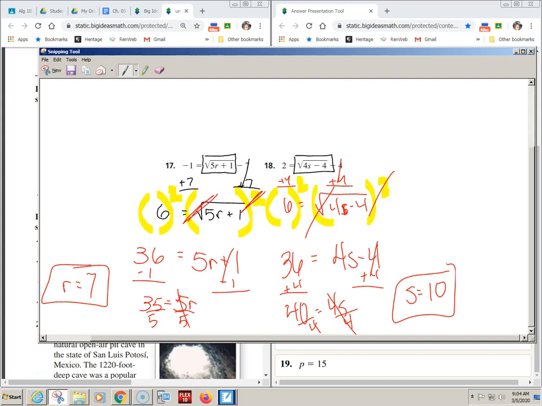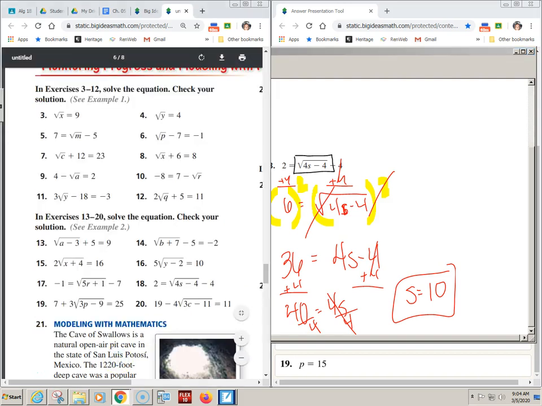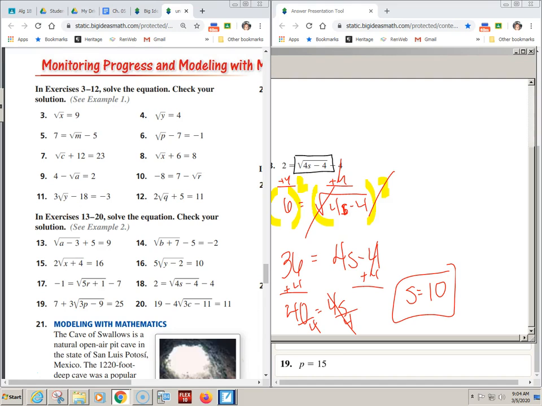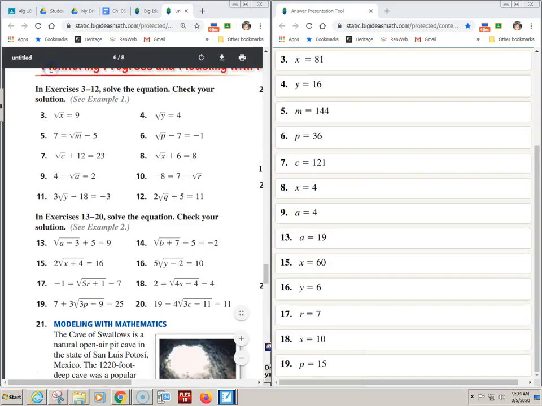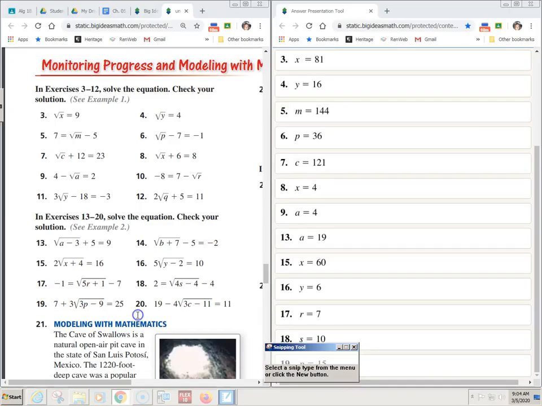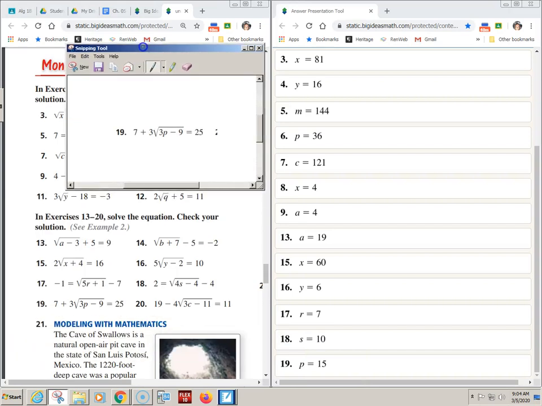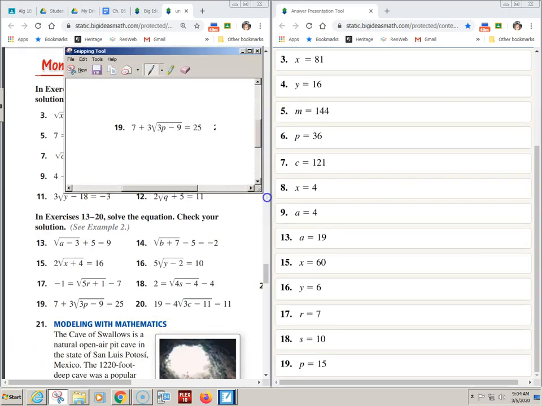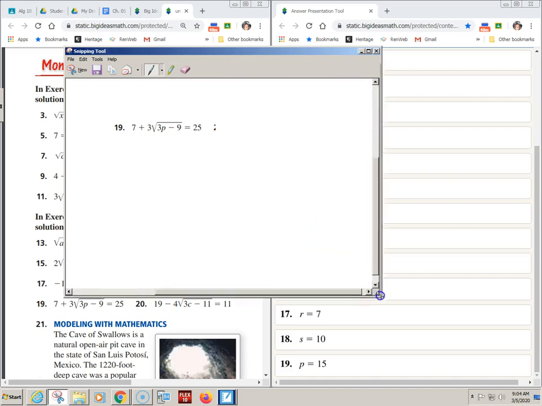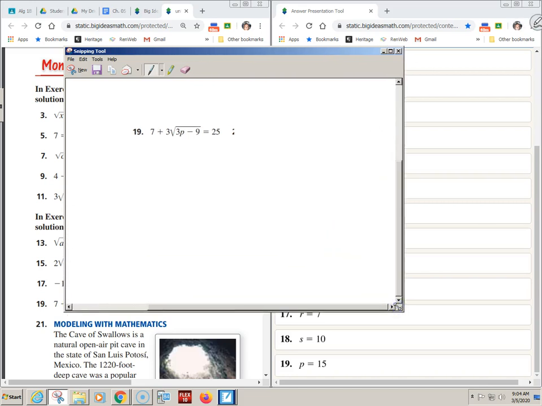And then Jerry, you said number 19, yeah? Was it kind of similar as far as, oh, it was written in a little bit different order though, huh? So number 19, we can still do the same trick of getting that radical alone. But guys, to get that radical alone, how do I get rid of that 7?